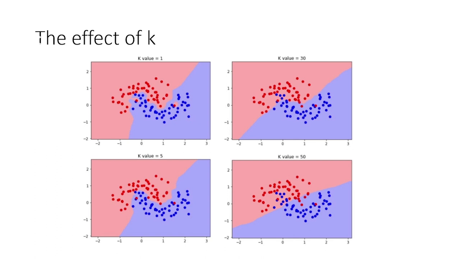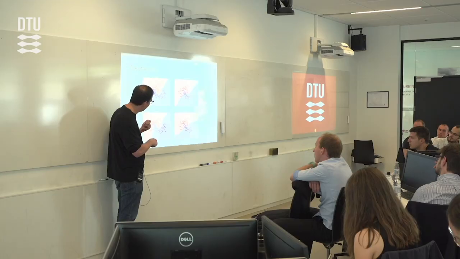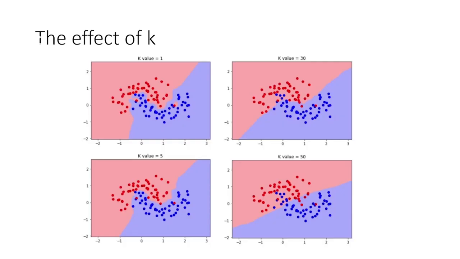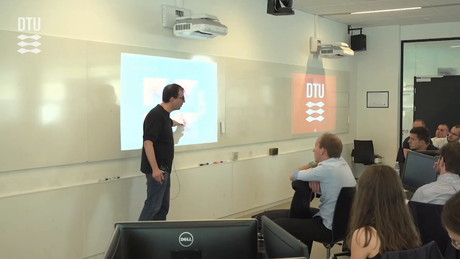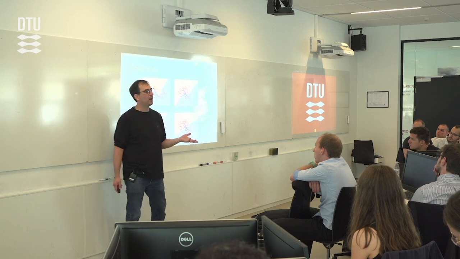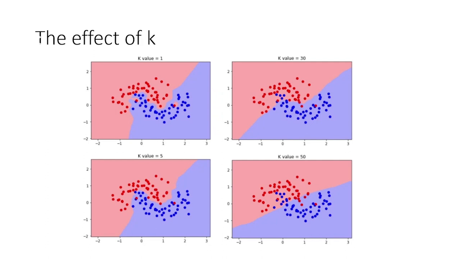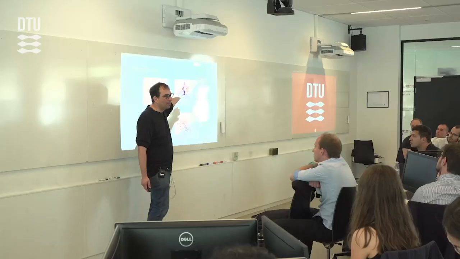When k equals 5, it looks a little bit more balanced, but still not quite balanced. When k equals 30, it's much more balanced, almost piecewise linear. And when k equals 50, it's basically almost linear. Now, I have a question for you. Let's suppose that there are 150 samples here. What would happen if k equals 150? No split. It will be either red or blue, according to whether there are more red points or blue points. So as we increase k, we get something that is simpler.